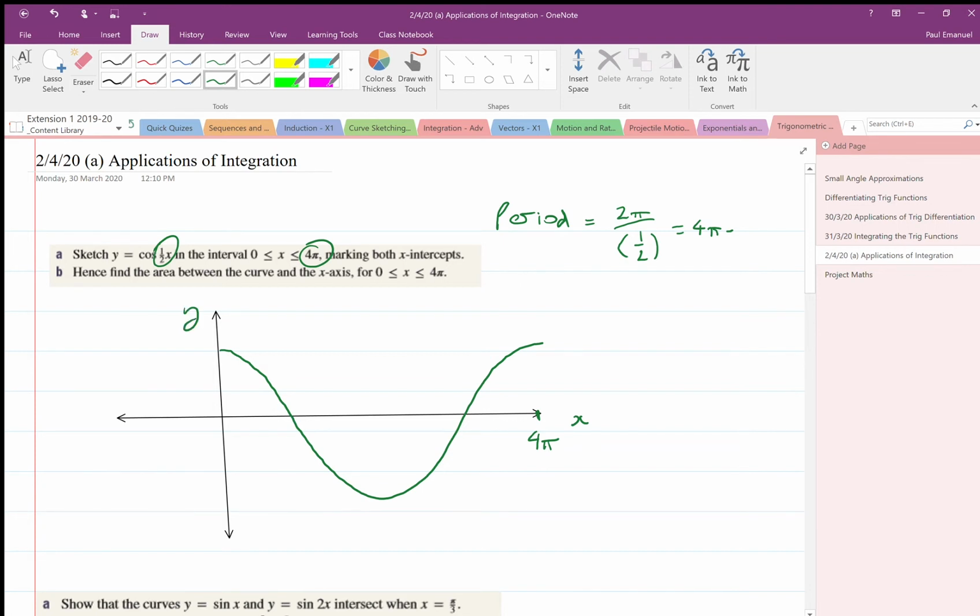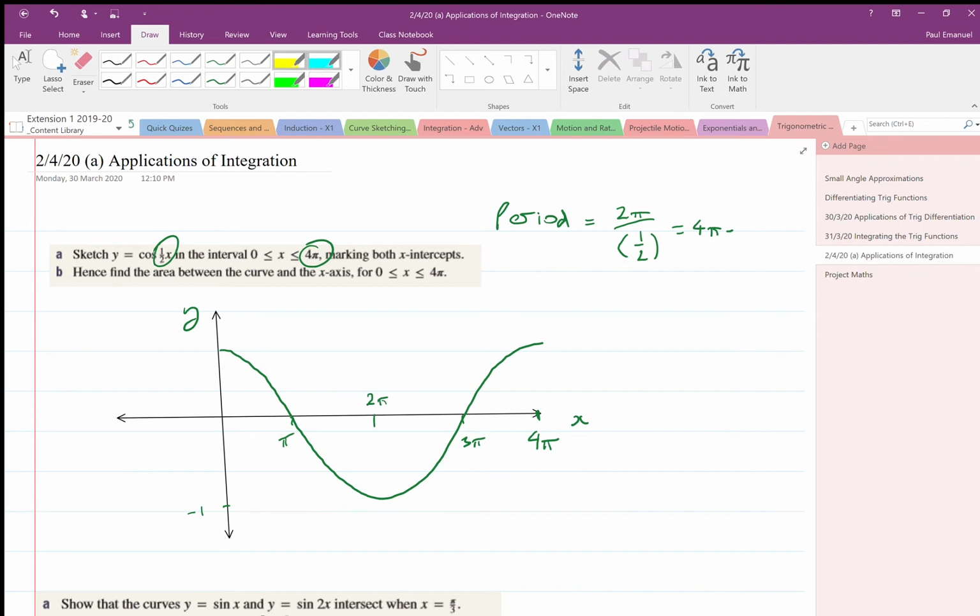The easiest way to mark the intercepts is to divide everything in half. So there's your 4 pi divided in half. There's 2 pi down to minus 1. So that makes this one here pi and this one here 3 pi. Hence find the area between that and that.